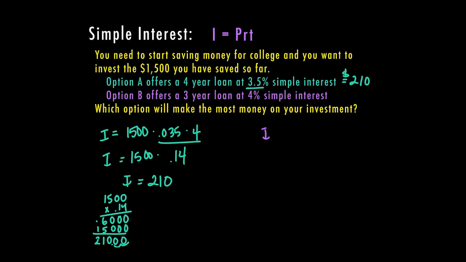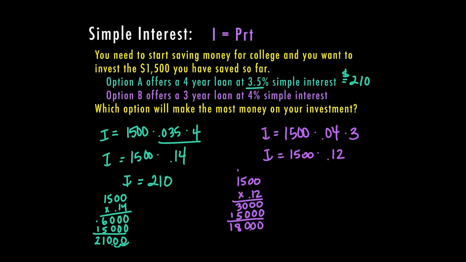And for option B, I'm going to use my same formula. This time 1,500 is still my principal, and I'm going to have a 4% simple interest, so that would be 0.04 times 3 years. So this one's a little bit different. Now I have 0.12 times 1,500. And I can see here that the interest on this one is going to be $180.